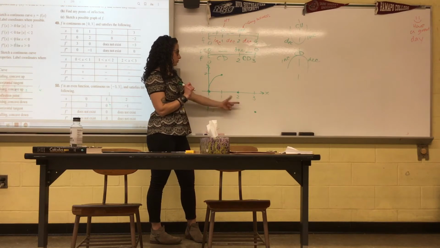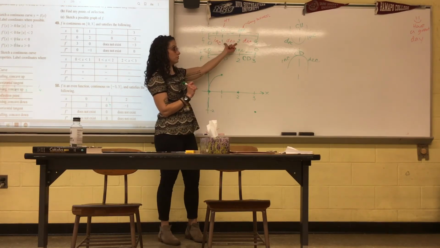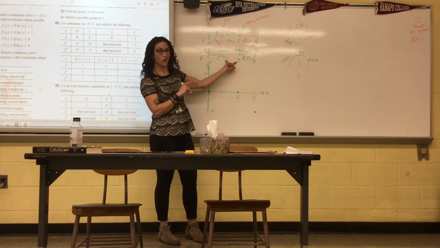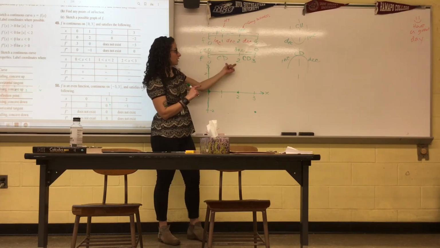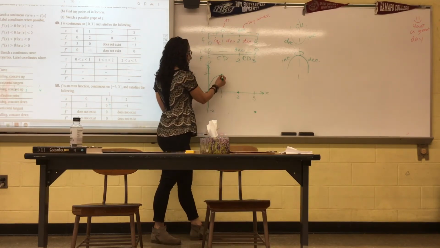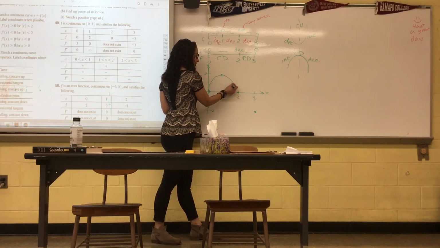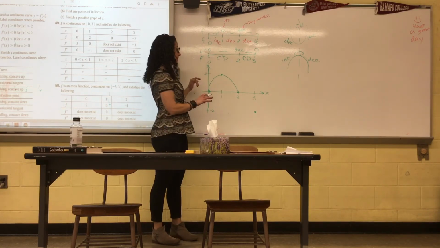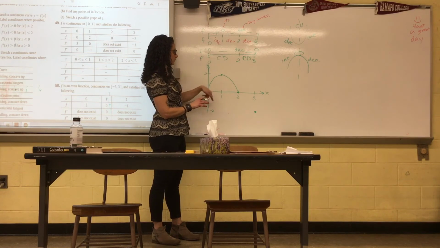From 1 to 2. 1 to 2 is right here, 1 to 2 is right here. I've got to be decreasing. 1 to 2 is right here, also concave down. So decreasing, concave down, that looks like this piece right here. So I'm going to graph that, connecting this point to this point. Do you guys see how the horizontal tangent took care of itself? Perfect. Okay, I got my horizontal tangent at 1 like I was supposed to.